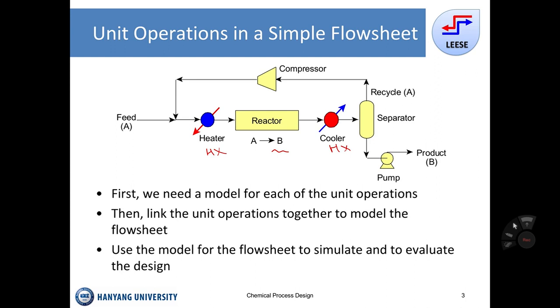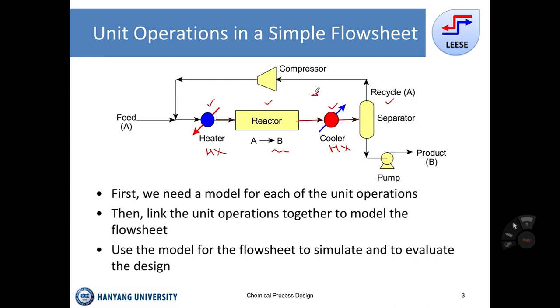Then the unused feed material A is recycled back to the feed. So it looks like the recycled component A is gas phase. So a compressor may be required to recover the pressure drop throughout the unit operations before the separator. So the heater, the reactor, the cooler and the separator are also connected with piping.